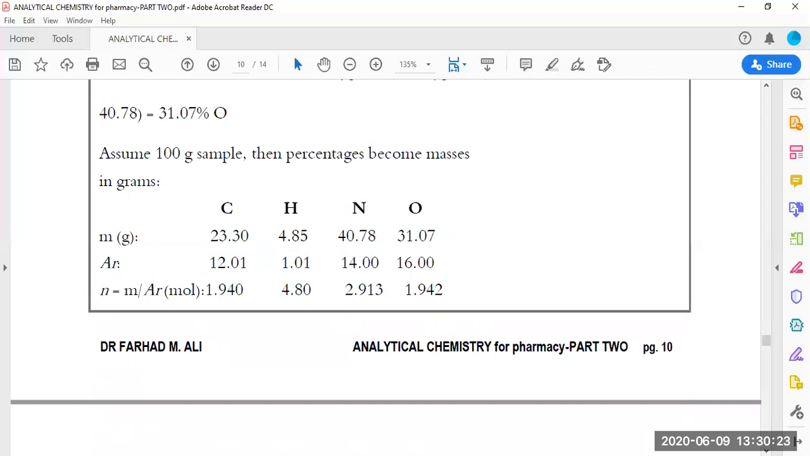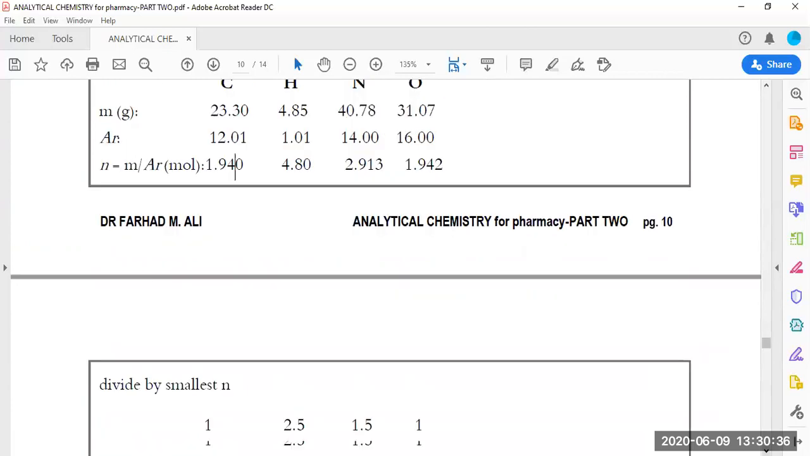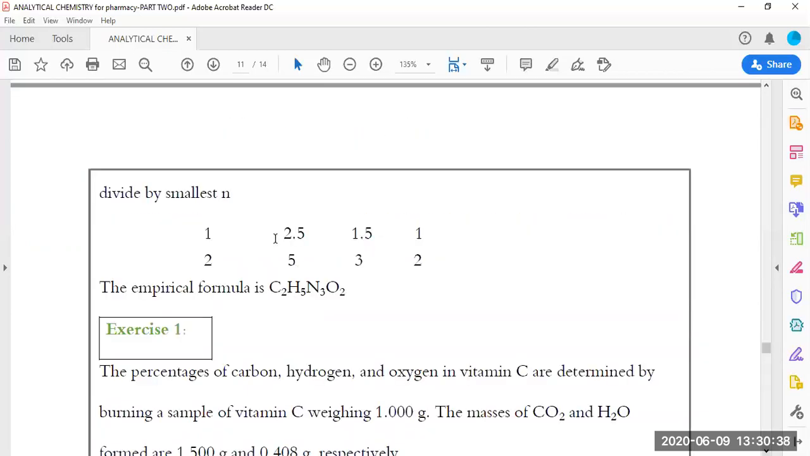Now divided by simplest one. So the simplest one, I believe it's something like this one or this one. Well, it's not that different. Let's say this one, something like 1, 2.5, 1.5. Again, you don't have integer number, you multiply all of them by 2 to make this 2, and this one make it 5, and this one 3, and this one 2. So empirical formula is C2H5N3O2.